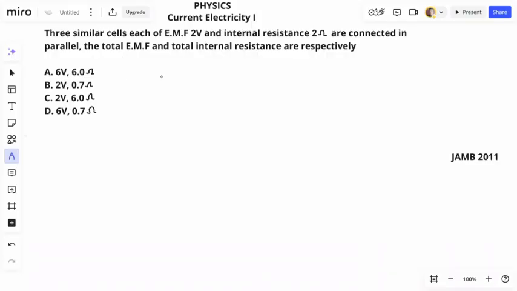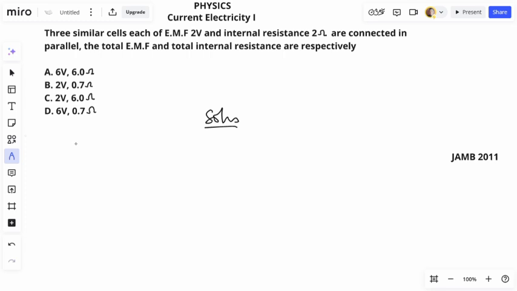Question to get some understanding of EMF connections. So the question says, three similar cells, each of EMF 2 volts and internal resistance 2 ohms, are connected in parallel. The total EMF and total internal resistance are respectively, so these are the options. So let's quickly do that.